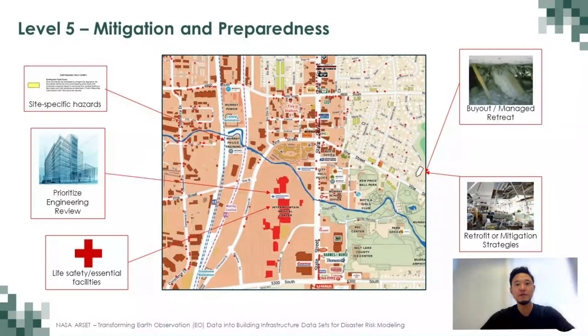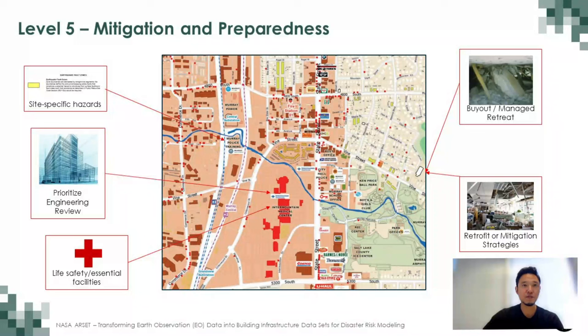So what can we do with level 5 exposure data in regards to mitigation and preparedness? Since we don't lose the geographic precision of our building data, we can start looking at some site-specific hazards. Is it in a flood zone, landslide zone, surface fault rupture zone? We know since we have the location essentially of these facilities. Prioritize engineering review: we think we have some vulnerable buildings here based on construction year built. Let's have a further look. All these will depend on the appropriateness and the source of the underlying data.